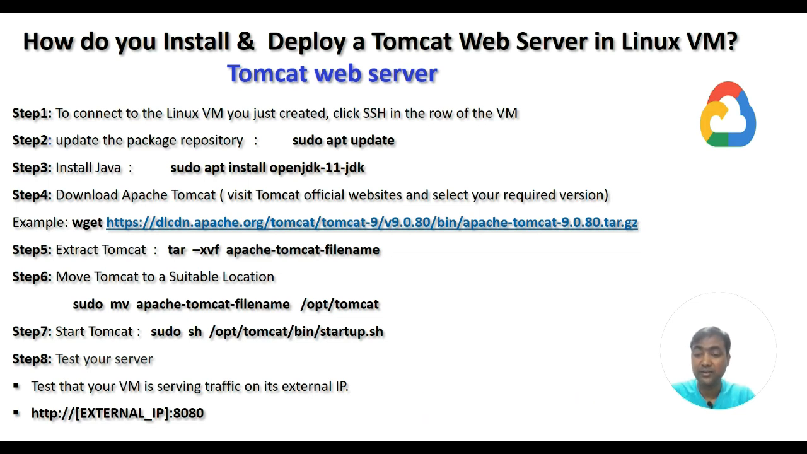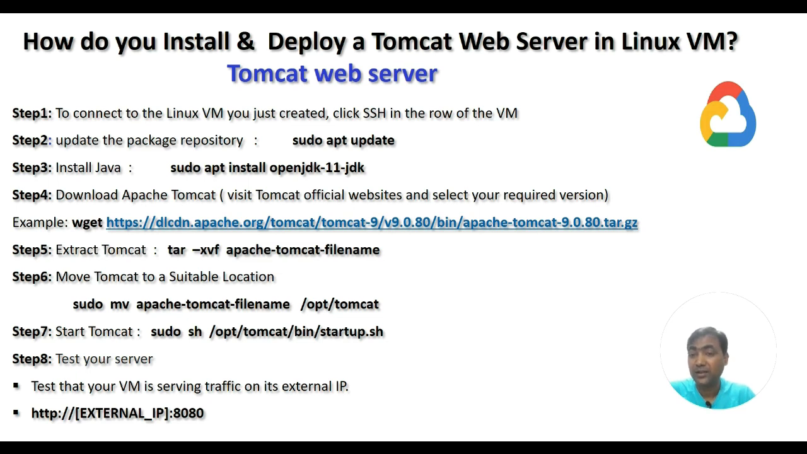Thirdly, install Java on the Tomcat Linux server using the command I mentioned here, sudo apt install openjdk-11-jdk. Then you can download Apache Tomcat from the Tomcat official website and select your desired version of the Apache Tomcat web server. I'll show you in the lab.